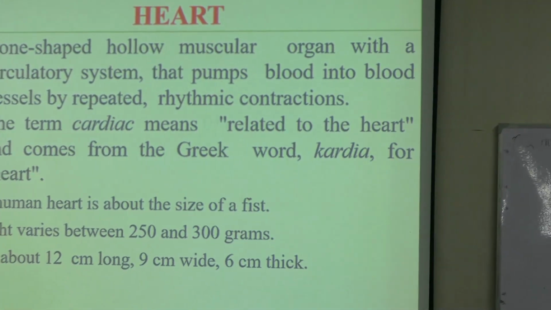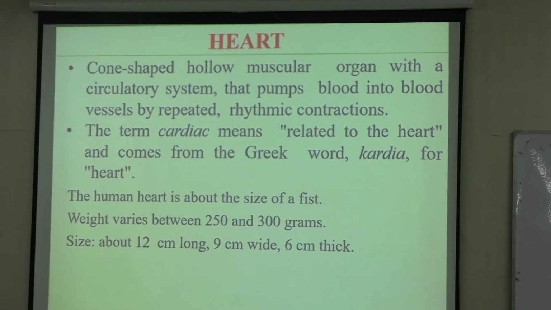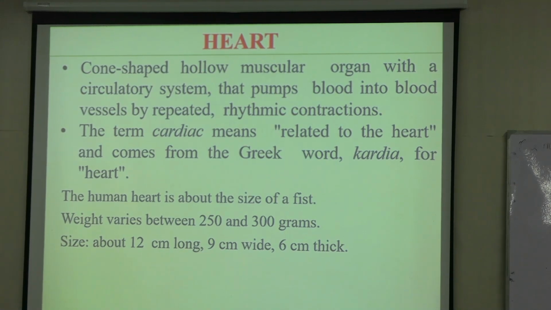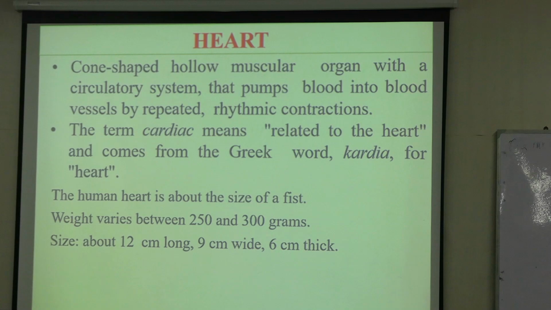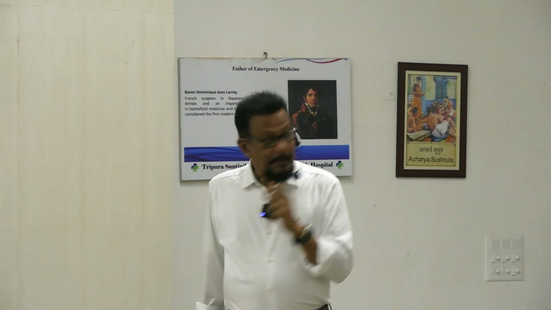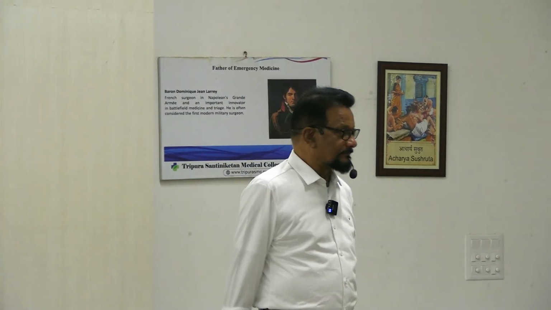The heart. What is this? This is a hollow organ, conical in shape, muscular. Okay? And it is having one circulatory system, vascular system. Through these vessels, something is circulated. What? Blood is circulated throughout the body. So it is accompanied by a circulatory system. And this circulatory system pumps blood through these vessels to the different parts of the body.